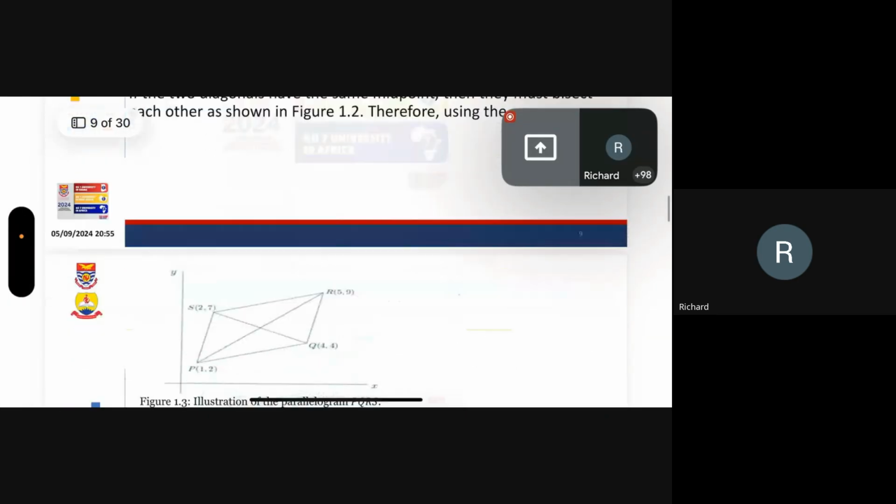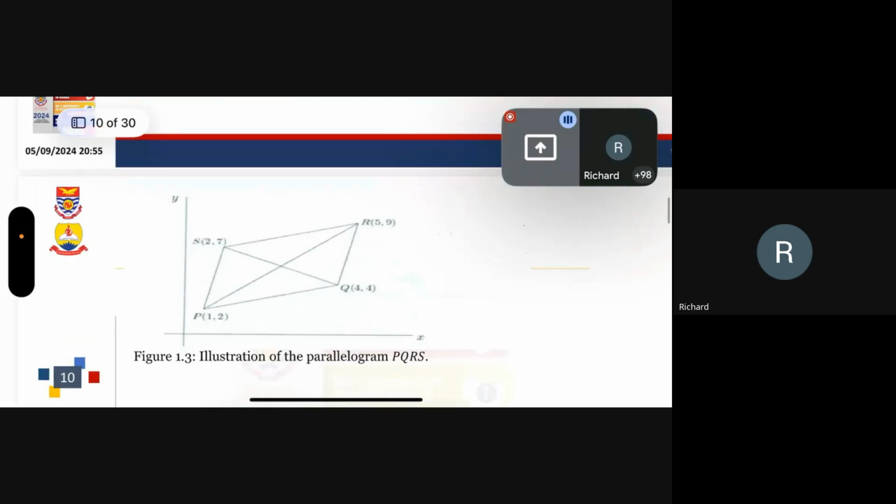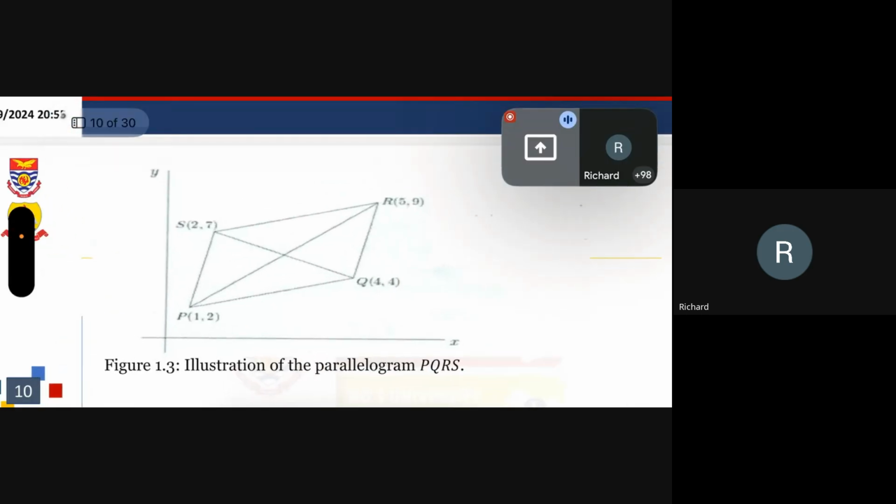So that's what we are doing. Okay, so that is the drawing. When you take your time to draw, you're going to get P, S, Q, and then R like that. Okay, so we want to show that the coordinates for the midpoint between S and Q is the same as the coordinate for the midpoint between P and R.